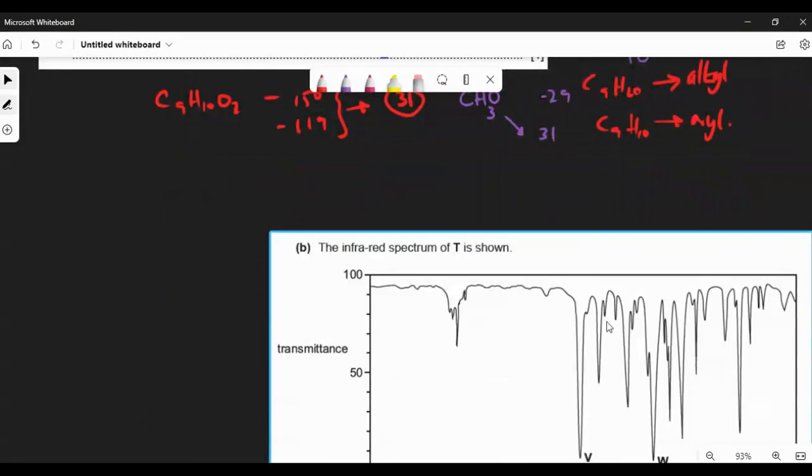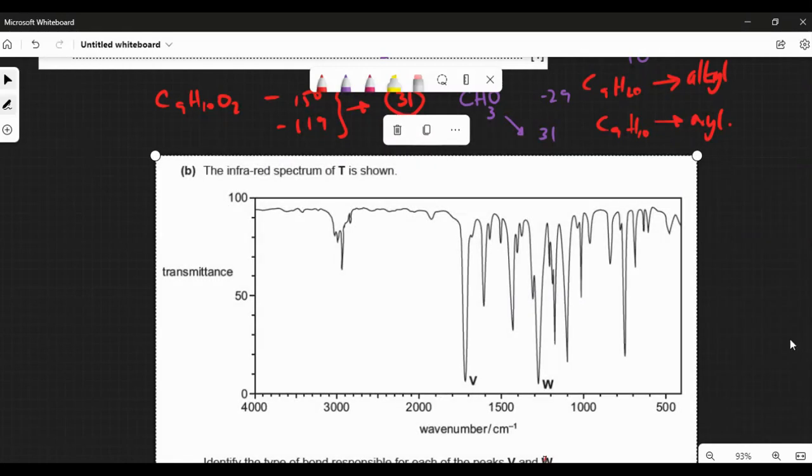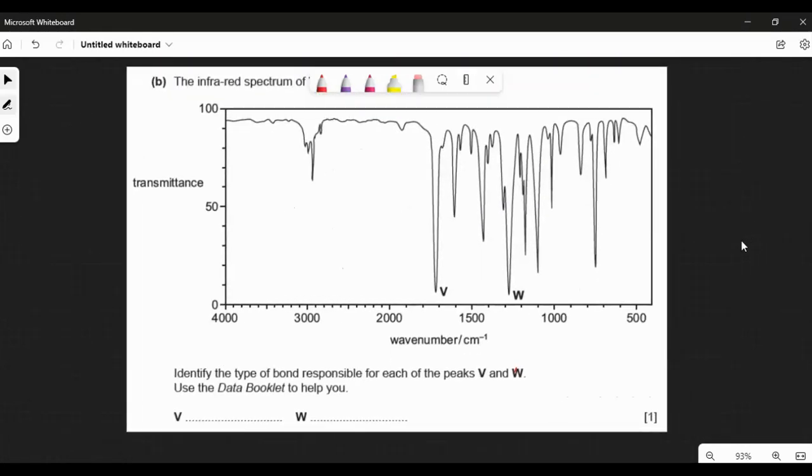Let's move up. The next bit is on infrareds. There's an infrared spectrum. You've got to identify the peaks at V and W. This one is about 1700. This one is about 1250. Look it up. These are the ones that you should know, all of you, without even looking anything up. 1700 is a C=O group, and 1250 is a C-O single bond. So this one is a C double bond O, and this one is a single bond C-O.